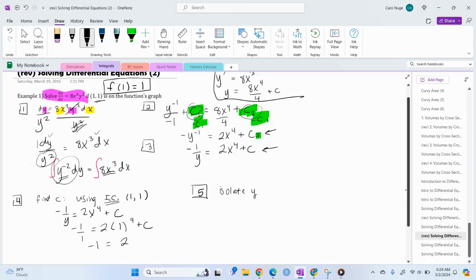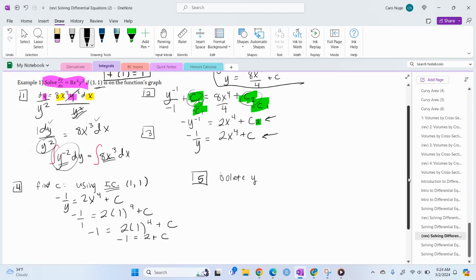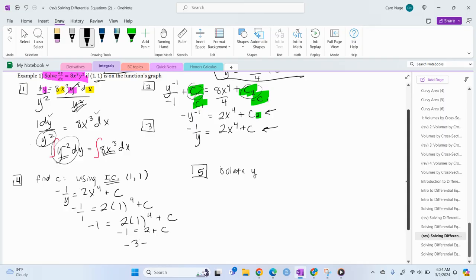All right, so let's keep going here. So the negative 1 equals 2 plus c. Subtract 2. Sorry, I'm running out of room. And negative 3 equals c. I subtracted 2 from each side. All right, so that means I can take my c value and plug it in for what it was. So now I have negative 1 over y equals 2x to the 4th minus 3.